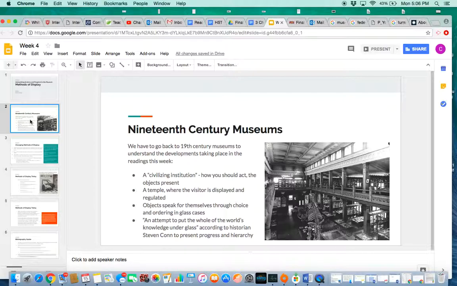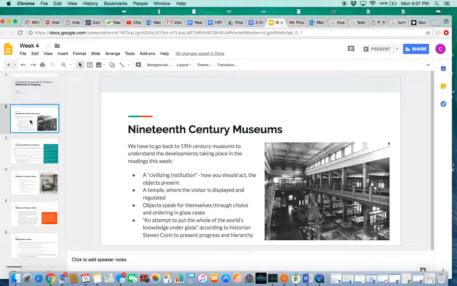So when we're looking at 19th century museums, there are some general characteristics of why the museum emerged in the way that it did during the 19th century. If you remember, we were talking about ideas of progress through civilized versus savagery. We also were looking at imperialism and ideas of progress. All of those things get tied into museum atmospheres in the 19th century.